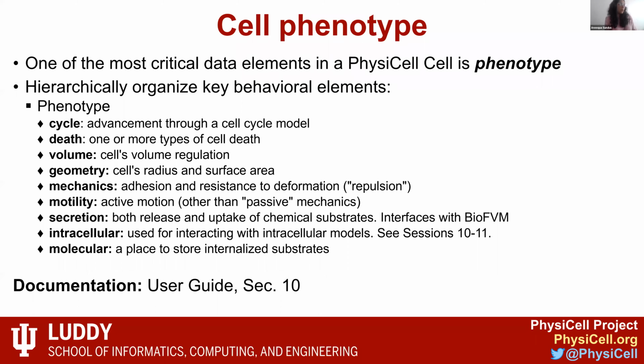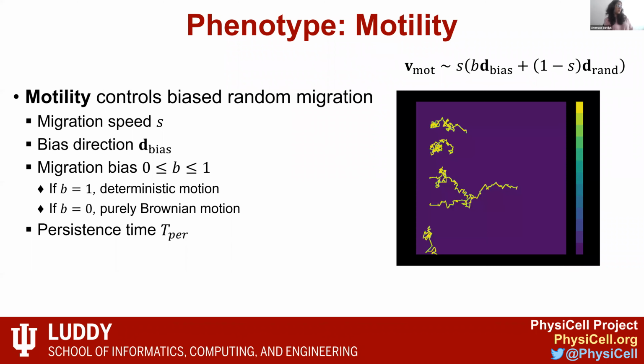Cycle and death will be covered in the next part of the session. I will cover volume, mechanics, and motility. You will cover intracellular in a later part of the week where more details are introduced. So we will not cover it in this phenotype introduction. Right now I will go into motility, mechanics, and volume, how they work in PhysiCell and what they mean when we set different parameters for them. So first of all is motility.